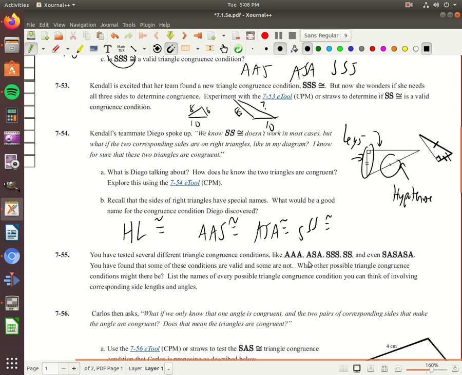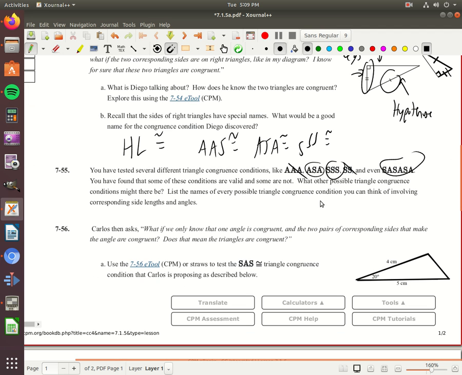So we've tested the following conditions. We said this doesn't work, this doesn't work, this does, but it's not a shortcut. We have this one and this one, and now we're adding side, side. I'm sorry, we have angle, angle, side as well, and we have hypotenuse leg. Those are the ones that we have that work here.